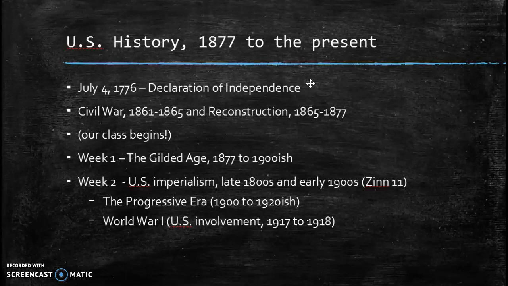And then the other pre-1877 event I want to call to your attention was the Civil War, which was from 1861 to 1865. That's the North versus the South. The North won the Civil War, as you probably know. And then the federal government stayed in the South for a little more than a decade after the Civil War during the so-called period of Reconstruction. So that's what we consider a big dividing point in U.S. history. There's pre-Civil War, pre-Reconstruction, and then post. So that's why our class begins in 1877.